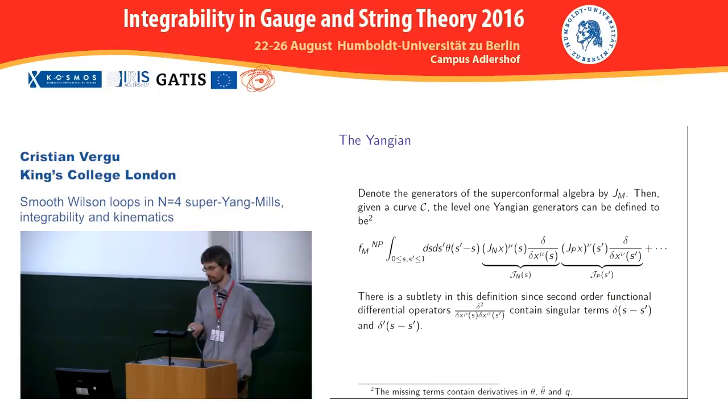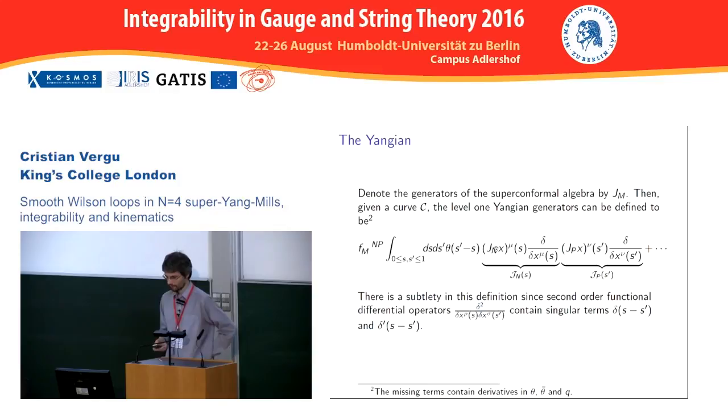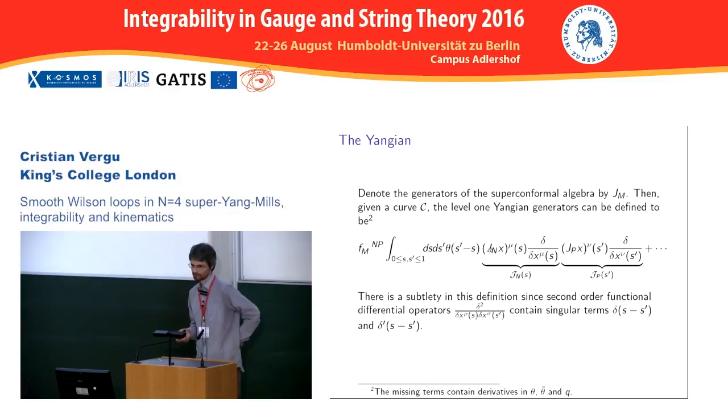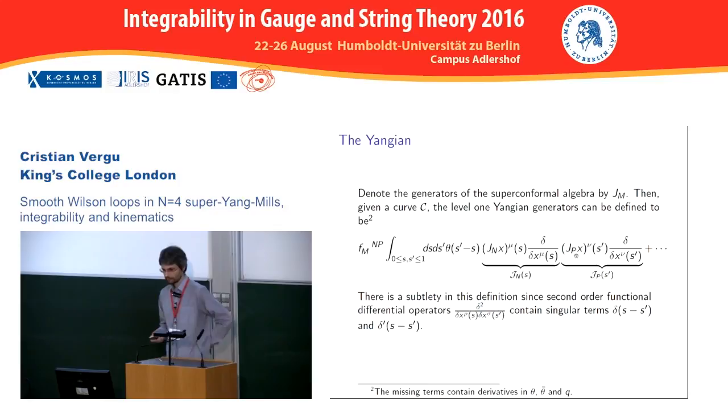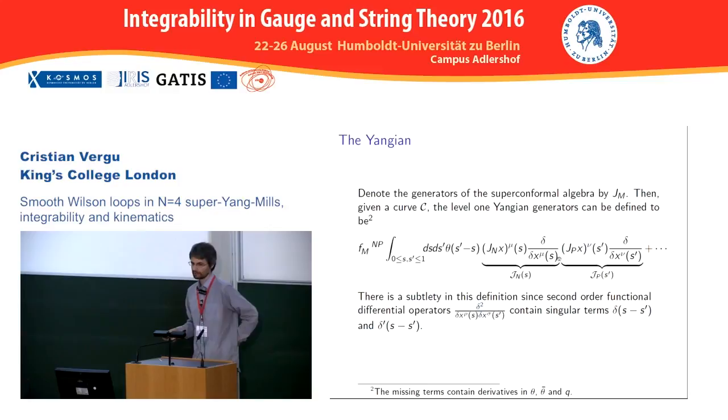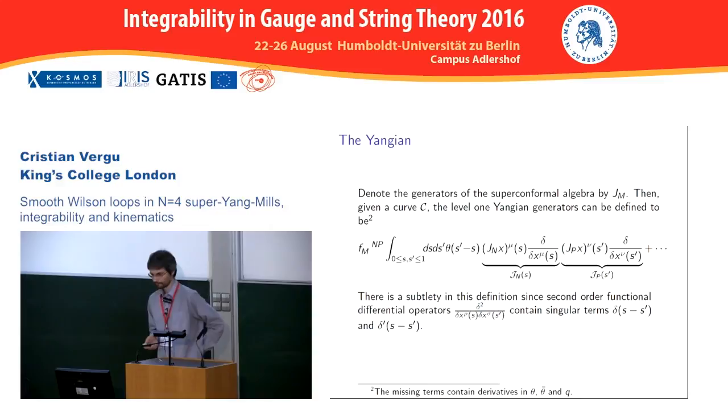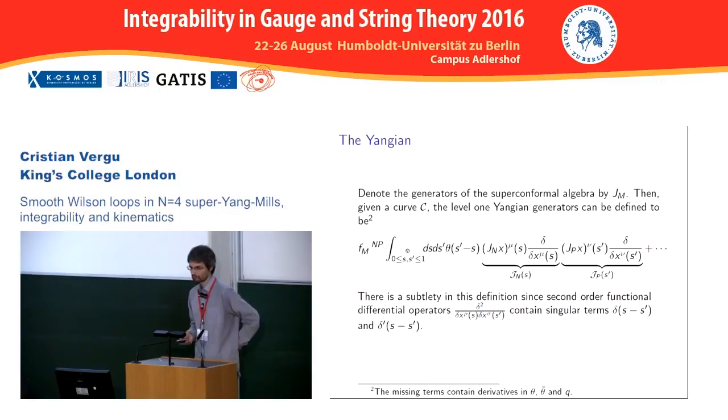So here I have the transformation of coordinates x under the action of the superconformal group generator J^n. And then I have a functional derivative with respect to x^mu. And then I have another variation of x^nu and the functional derivative, and this is integrated with this condition and contracted with the structure constant of the algebra. And okay, here I only wrote down the x. I should have written down the theta and the eta coordinates, but I didn't have any space.